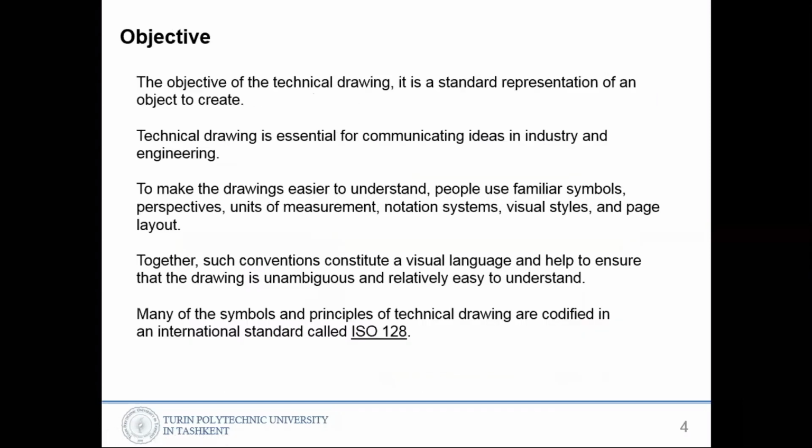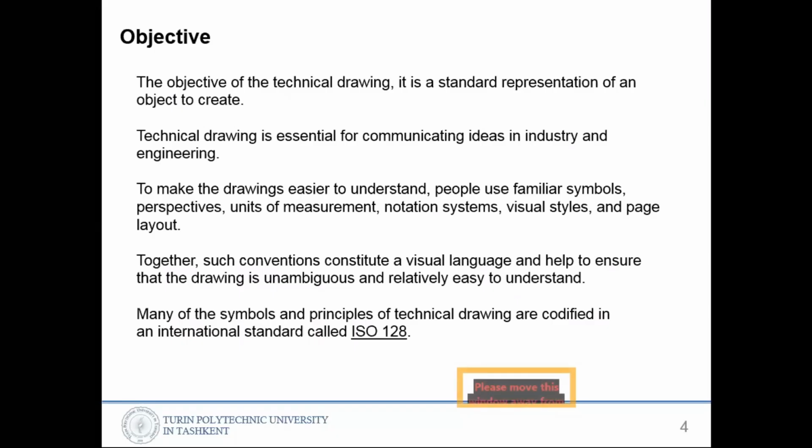So the objective of the study, the objective of technical drawing, is a standard representation of an object to create. Okay, so there is a way of representation. There are rules of representation. Otherwise, if you invent something, you can draw in your own way, and others may not understand what you draw.